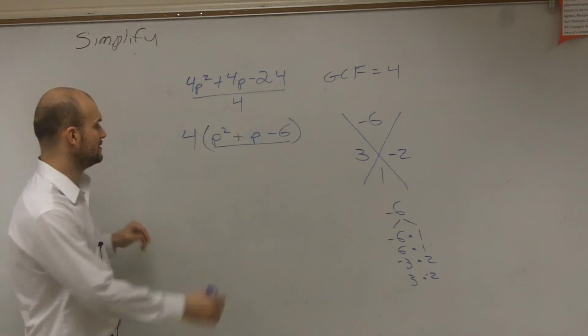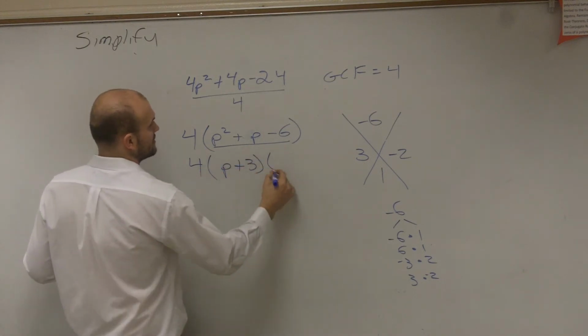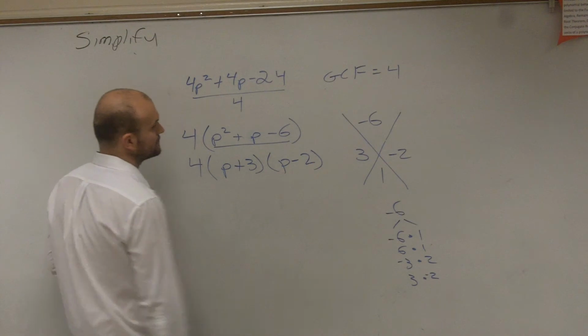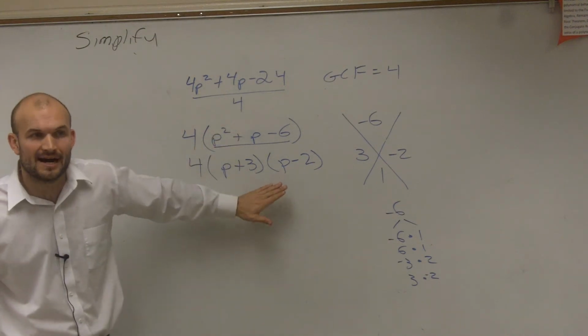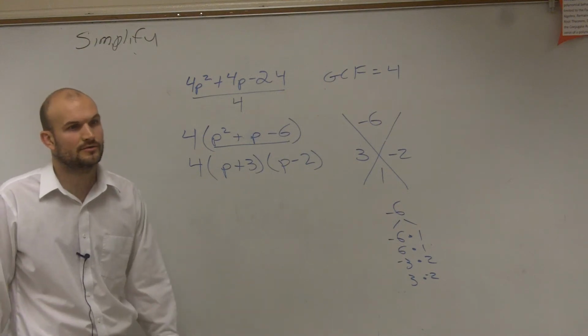So then what I have here is 4 times p plus 3 times p minus 2. Now that is my final factorized form. That's all you guys need to do to complete that.